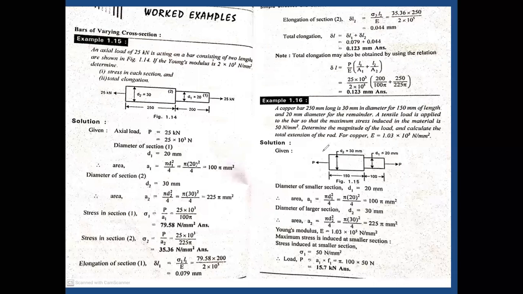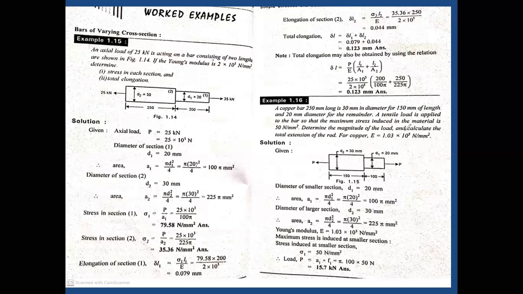And then next, let us go for the second problem. A copper bar of 250 mm long and 30 mm diameter. For 150 mm of length, the diameter will be 30 mm, and the remaining 100 mm will have a diameter of 20 mm. So the total length of the bar is 250 mm.